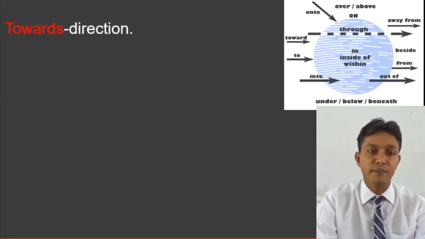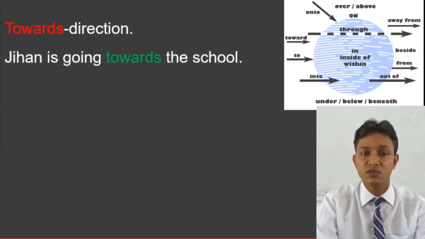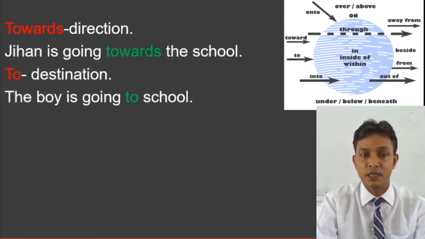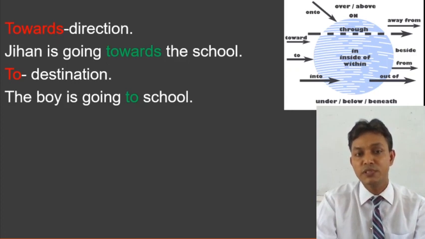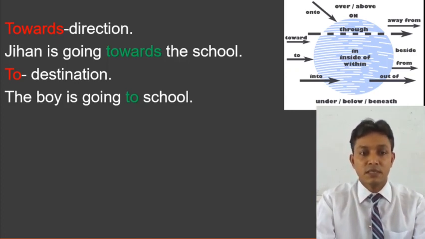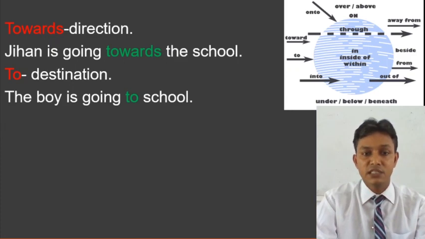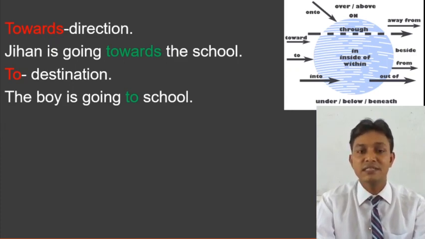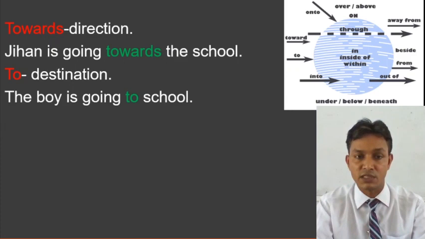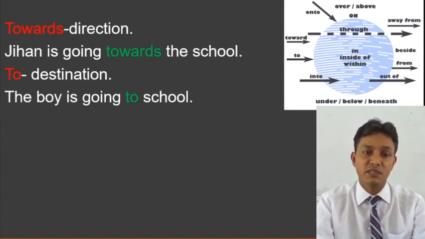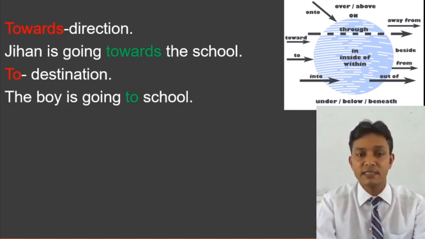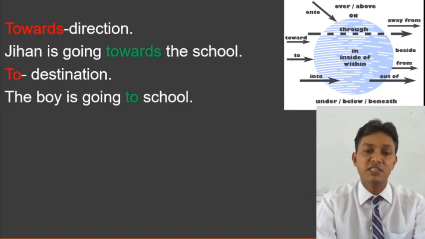The first pair of prepositions that we are going to focus on is towards and to. We use the preposition towards to indicate direction of someone or something, and we use the preposition to indicate the destination of someone. In the first example, Jihan is going towards the school. Here, Jihan's direction is the school, but his destination is not the school. In the second example, the boy is going to school. It means the destination of the boy is the school. If I say I am going to market, this means that my destination is the market.